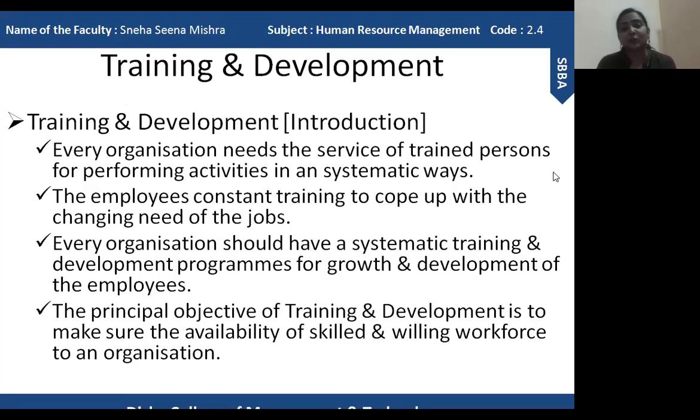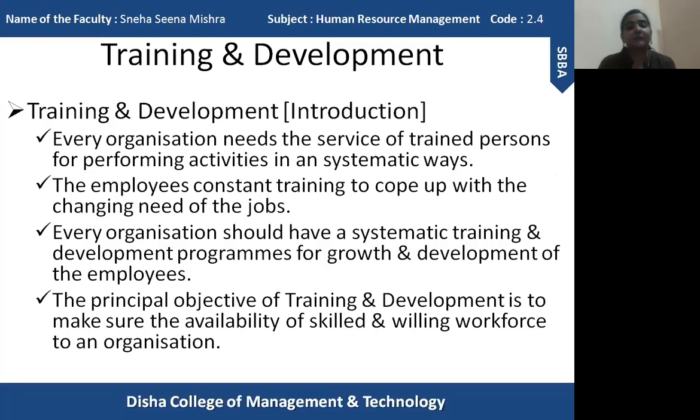Then comes recruitment. Recruitment here means finding various sources through which these prospective candidates can be appointed, can be motivated to apply for the job. And then comes selection. Selection is a long process through which the candidates go through various stages, various steps. They prove their capability, they prove their potential so that they can get a job in an organization.